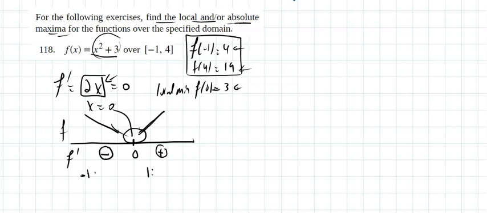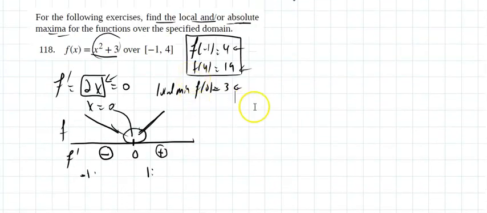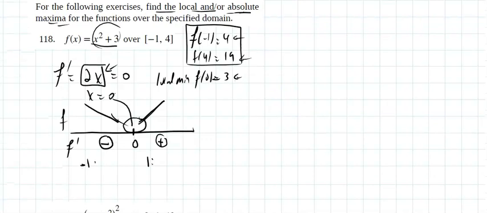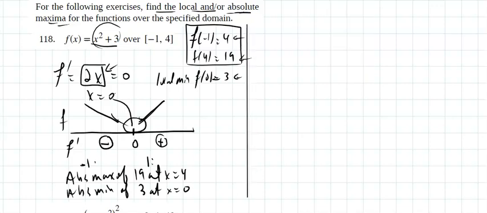The highest of them will be the absolute maximum, and the lowest of them will be the absolute minimum. Based on what I found, I'm figuring that the absolute maximum is 19 at x equals 4 and an absolute minimum of 3 at x equals 0. And that's pretty much how we're gonna work these out.